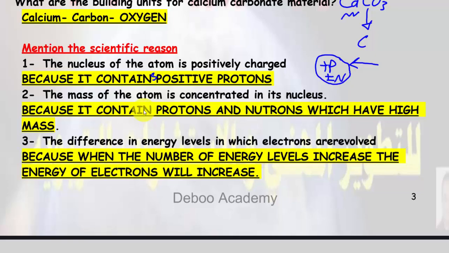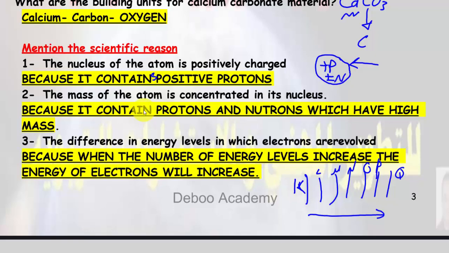Or we can say that the mass of the electron is negligible compared to the mass of the proton and the neutron. The difference in energy level in which electrons revolve: we said K, L, M, N, O, P, Q. The energy increases from K to Q. Because when the number of the energy level increases, the energy of the electron will increase. So the energy in K is lower than the energy in P because the energy of the energy levels increases.